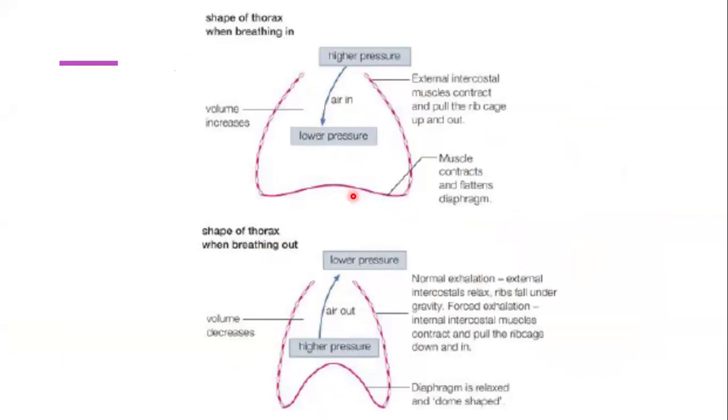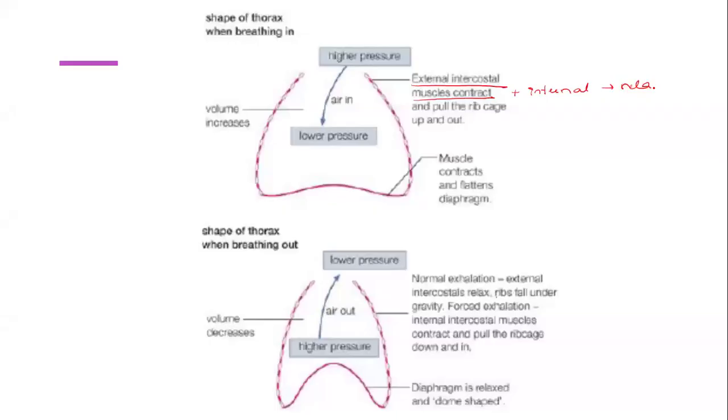Whenever we breathe in, what is going to happen? Your external intercostal muscles will contract and the internal intercostal muscles will relax. So what is going to be the result? The result is going to be that the rib cage is going to move up and out.